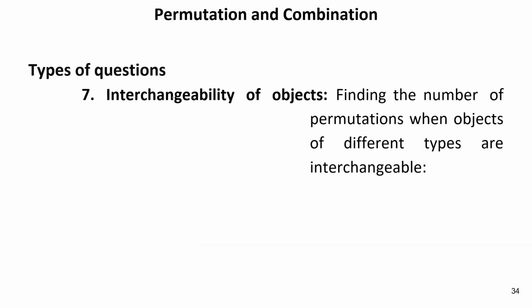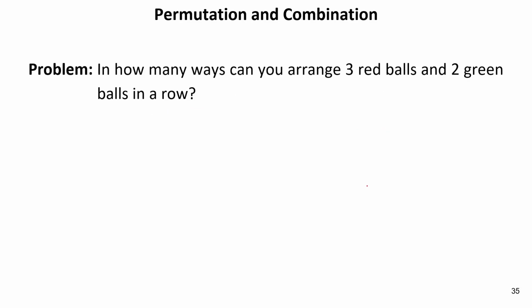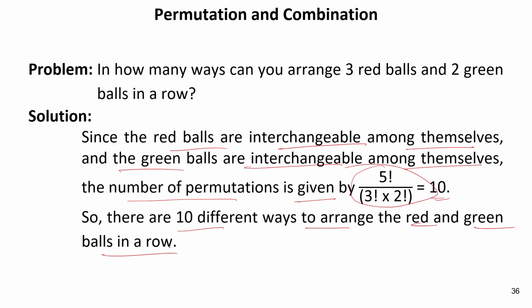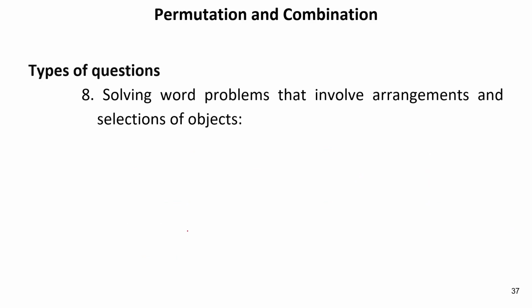So let's see the seventh type of question, that is interchangeability of objects. Finding the number of permutations when objects of different types are interchangeable. In how many ways can you arrange 3 red balls and 2 green balls in a row? Since the red balls are interchangeable among themselves and the green balls are interchangeable among themselves, the number of permutations is given by 5 factorial by 3 factorial into 2 factorial, which is equal to 10. So there are 10 different ways to arrange the red and green balls in a row.